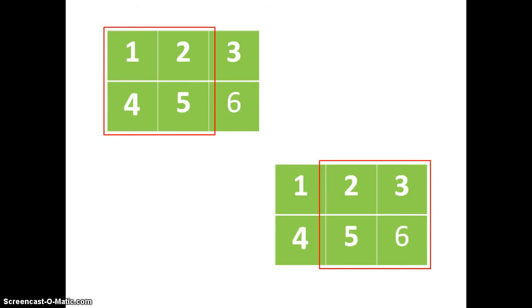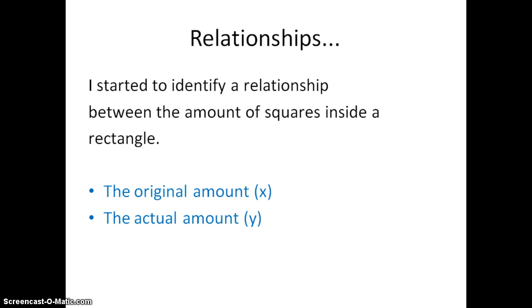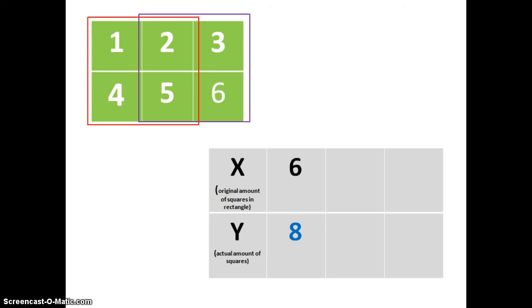I found that there could also be larger squares within the rectangular shape, which meant that there was originally 6 squares, yet actually 8 squares. If x is the original amount of squares, then y must be the actual amount of squares. This is the relationship I found. I added this to the two-way table. To conclude, if there is originally 6 squares in a rectangle, there is actually 8.